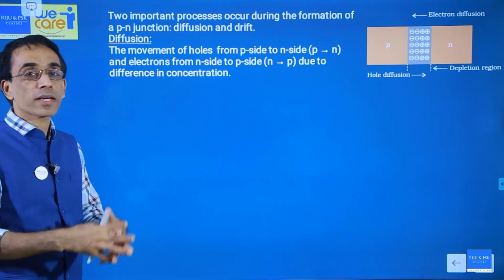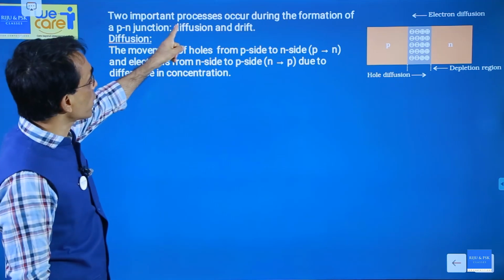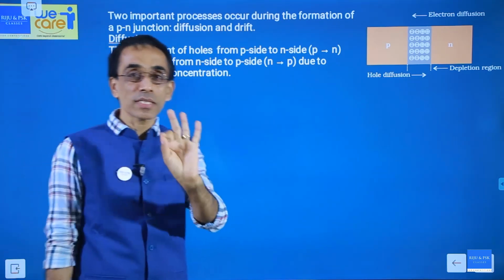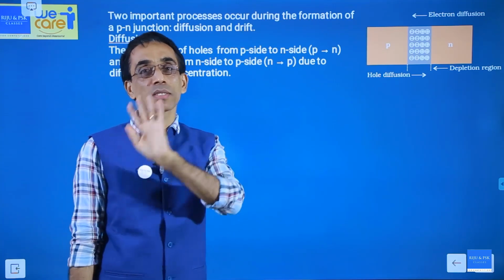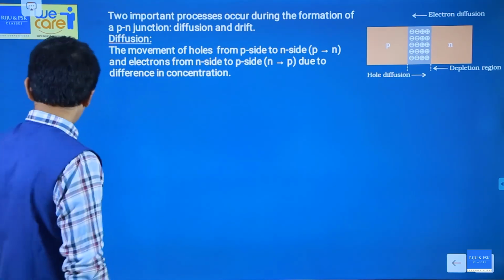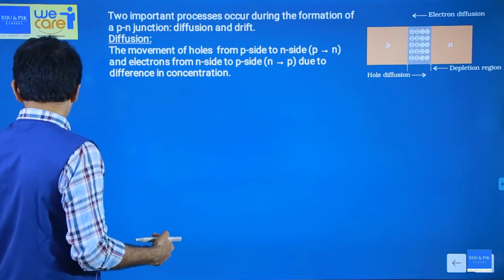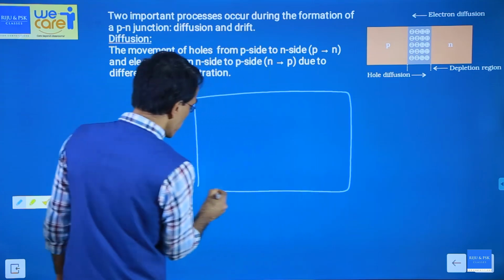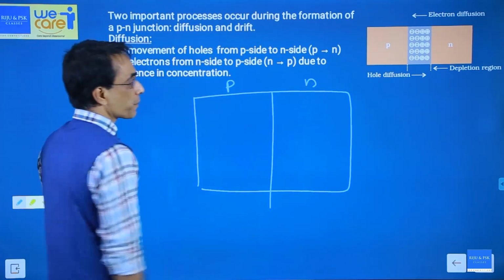Now when you join like this, you get a picture like this. What happens? Two important processes occur during the formation of a p-n junction. This was a CBSE board question: what are the two important processes across the p-n junction? Answer: diffusion and drift. The NCERT diagram is there, but I will do my own way. What happens here is that you have this p-n junction. This is the p-type material, this is the n-type material.